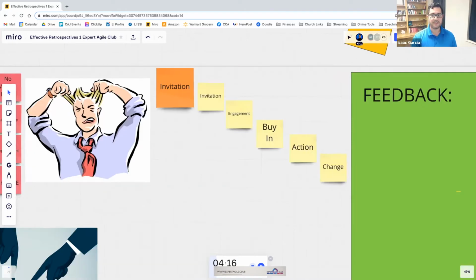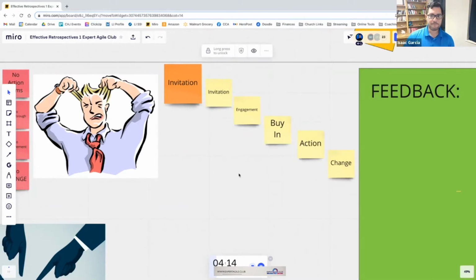So the first thing I'm going to recommend to you, invitation. And what I mean by that is invite the team into the process of improvement. Often in business or in large organizations, we're all told what to do. You will do this. You will do that. You will do this. And we simply follow. Okay, you said to do it. I'm going to do it. You said I have to be in here for an hour. I'm going to be in here for an hour.